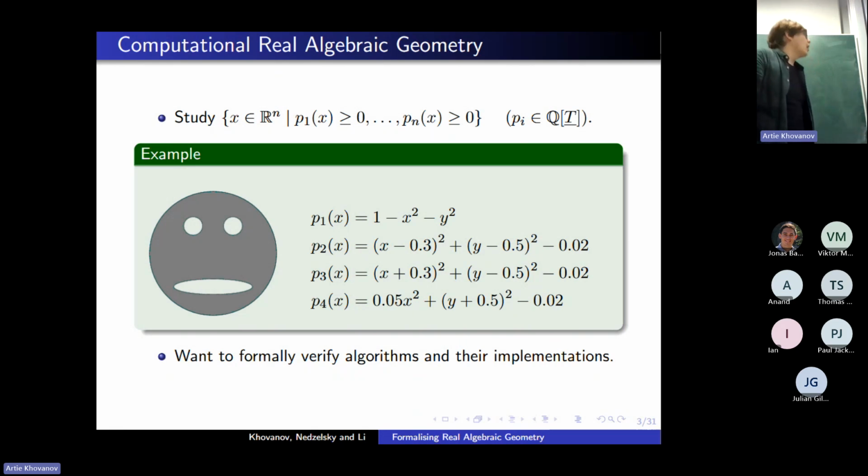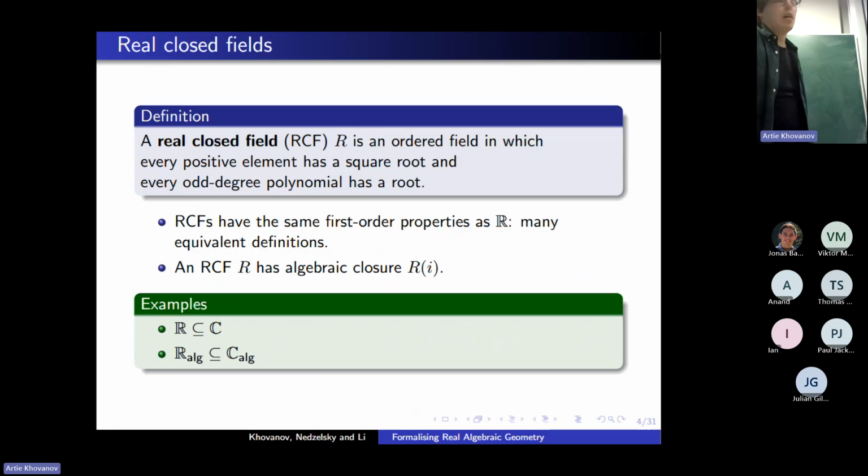All right, so the central object in real algebraic geometry, you might think it's the reals, but it's actually something slightly more general. It is the real closed field. So a real closed field is an ordered field in which every positive element has a square root and every odd degree polynomial has a root. So the reals are a real closed field, and the real algebraic numbers also form a real closed field.